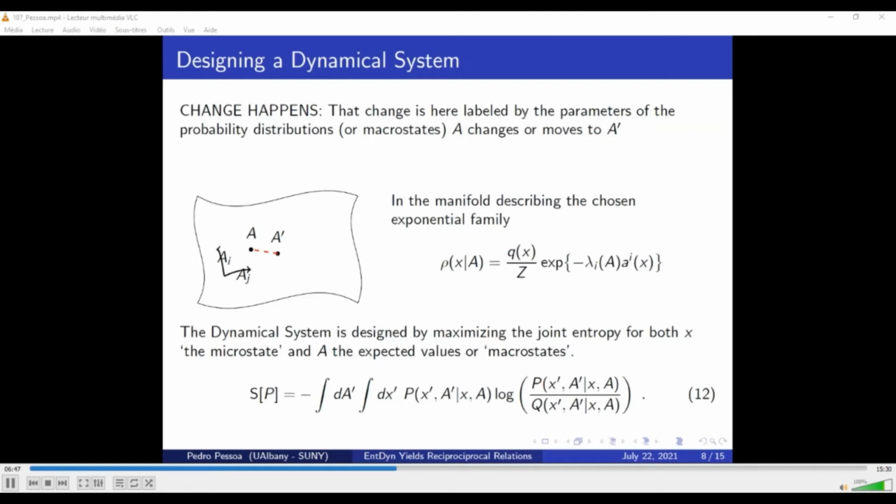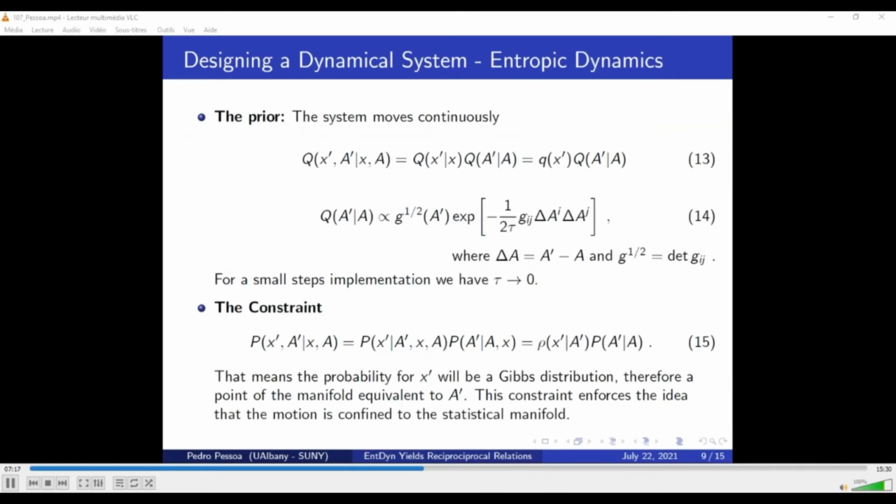Our dynamics has to account for both the changes in the macrostate and the ones in the microstate. So the entropy we maximize, that accounts for both, will be the entropy of the transition probability from a pair x and A to another pair x prime and A prime. The dynamical process is done when we find the transition probability. Now, in order to find the transition probability through maximum entropy, we need to set a prior and a constraint.